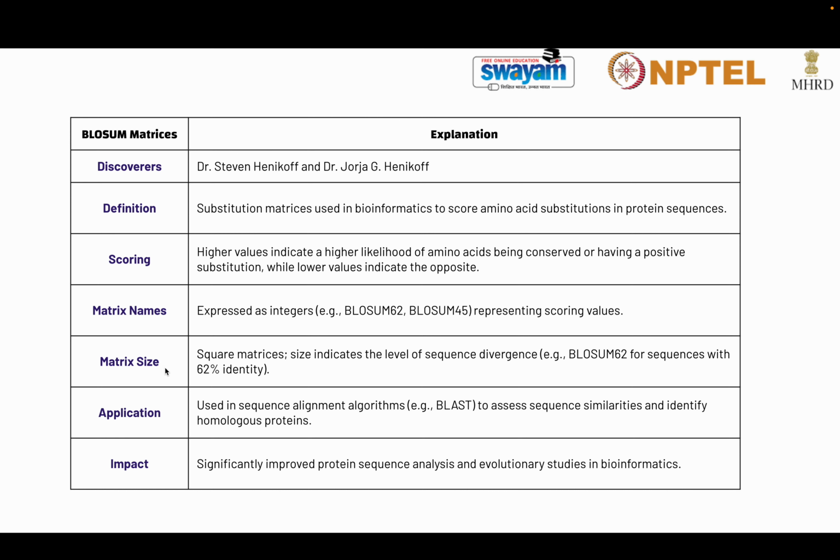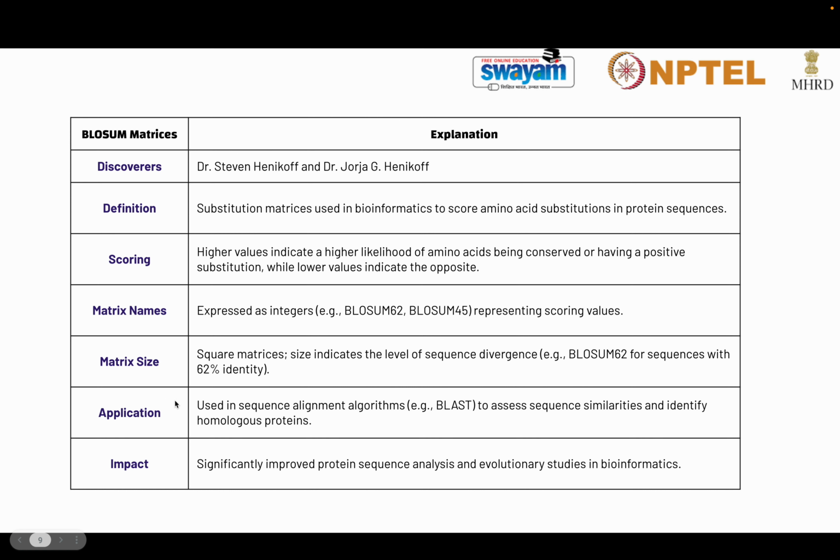Similarly, matrix size. It is a square matrix in which the number indicates the level of sequence divergence. For example, BLOSUM 62 is for sequences with 62% identity. So you see which matrix you want to select. If you have sequences which share greater percent identity, you will select a higher BLOSUM matrix. And when you have diverged sequences, for example, a sequence which shows less than 62% identity, you will not select BLOSUM 62, but some lower matrix such as BLOSUM 45. So this is the reason behind these matrices.